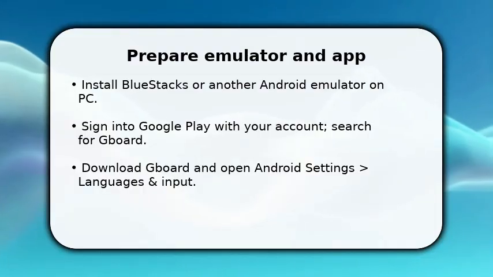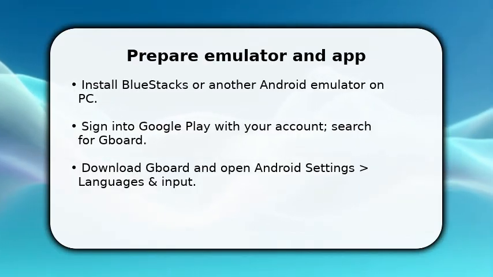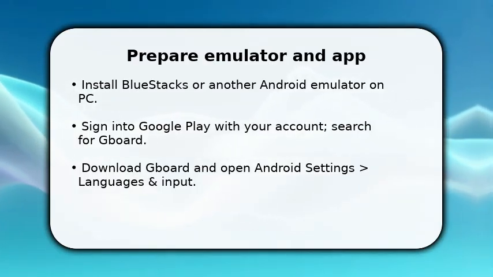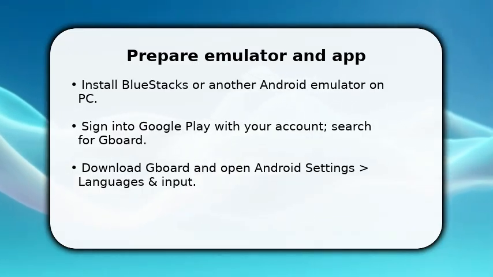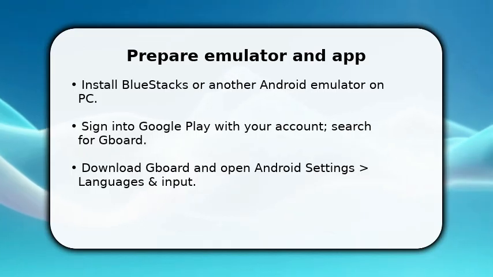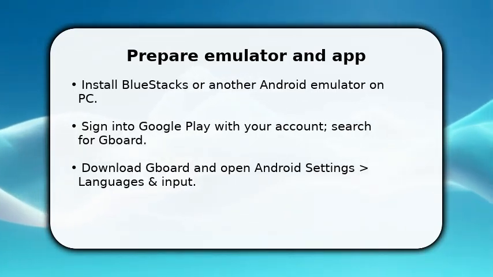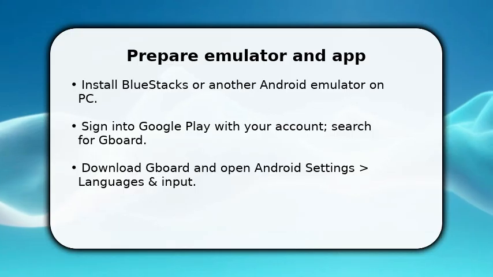You start by getting an Android environment on your PC. Install BlueStacks, sign into Google Play, and download Gboard. Once done, open the emulator settings and go to Languages and Input so you can enable new keyboards. Make sure to allow permissions when prompted. This lets Gboard access clipboard and spelling features.